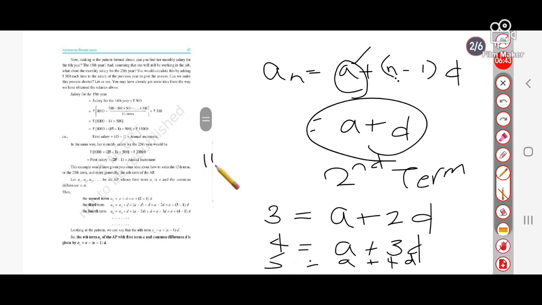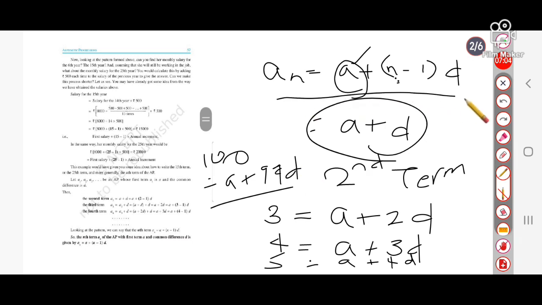Say for example, for the 100th term, substitute n equal to 100. So that will be a plus 99d. The general representation of the 100th value will be a plus 99d. The 100th term present in the arithmetic progression sequence will be a plus 99d for a general representation, right? So an equals a plus n minus 1 into d is the formula for the nth term of the AP, where a is the first term and d is the common difference present in the sequence, right?